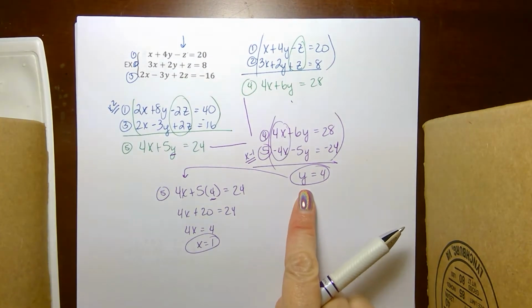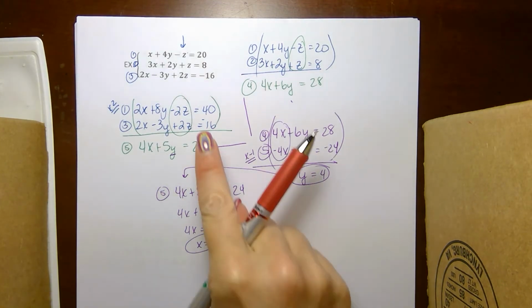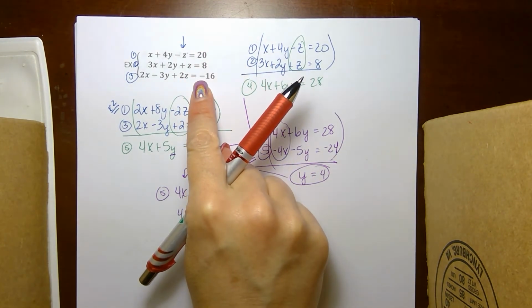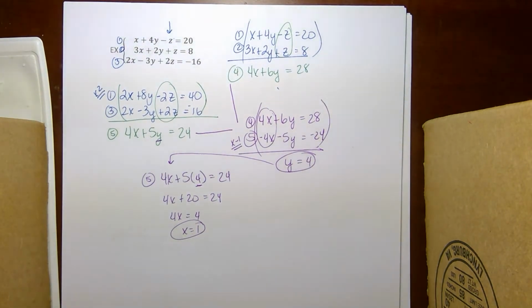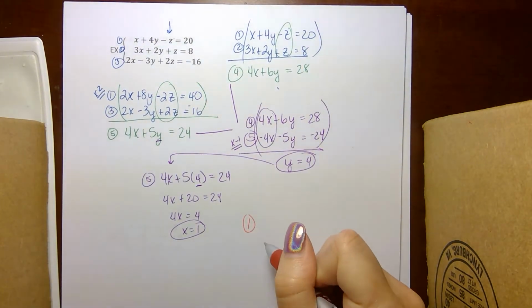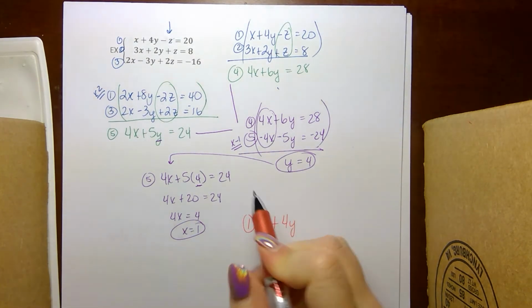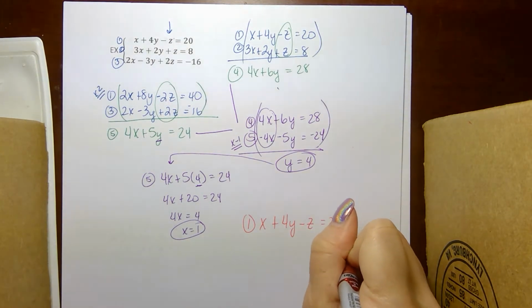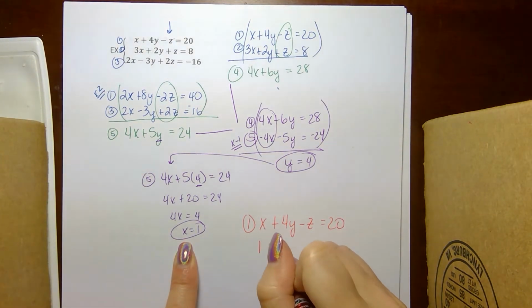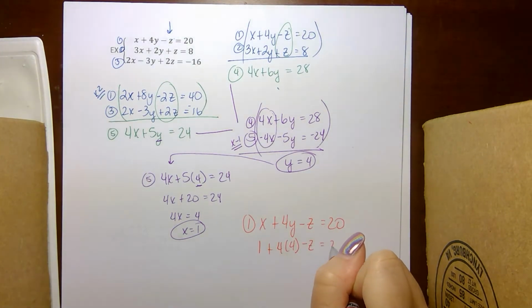To solve for z, I go back and I plug in these two values into one of my original 3 equations. There does not matter which one you pick. I always pick the one with the smallest coefficients just because it's a little simpler. So number 1 has the smallest coefficients. Number 1, equation 1 is x plus 4y minus z equals 20. I know that x is 1. I know that y is 4, and I'm looking for z.